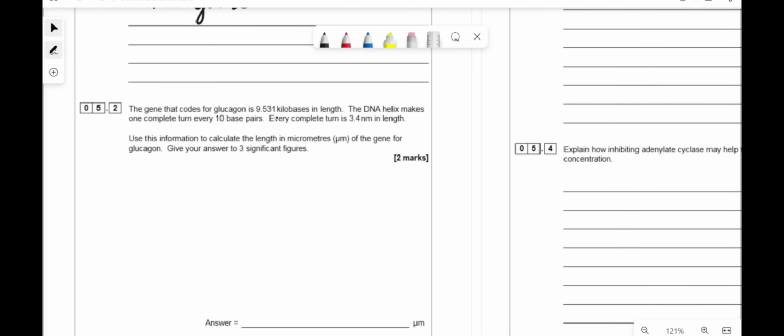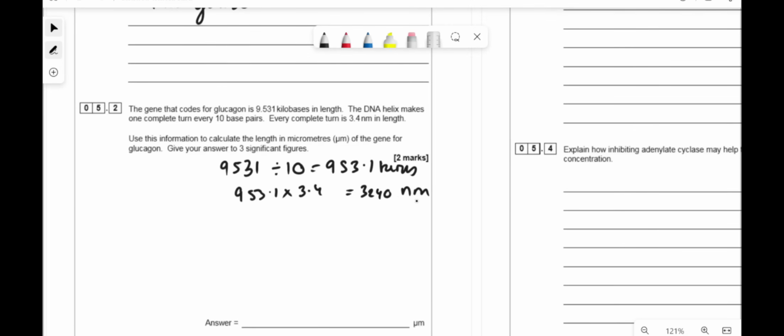So we're going to convert this into just bases. So we've got 9.531 kilobases. So to get it to bases, you times it by 1,000. So we're going to get 9531. Now, every 10 bases, you get a turn. So the number of turns is going to be this divided by 10, which is 953.1 turns. Each turn is 3.4 nanometers in length. So you're going to do 953.1 times 3.4, which gives you some answer in nanometers. If I do that, I get 3240 nanometers. So to convert from nanometers to micrometers, you need to divide by 1,000. So that's going to be 3.24.